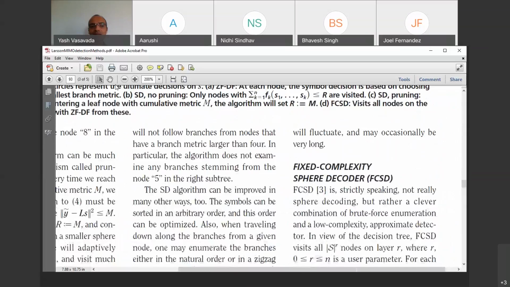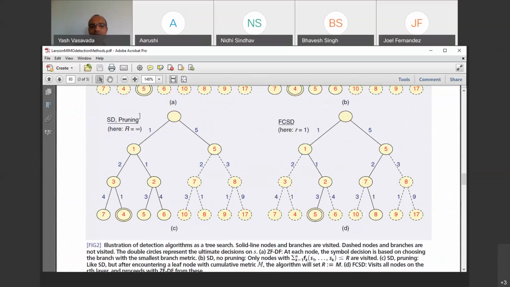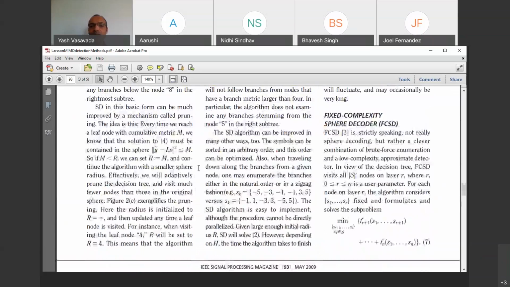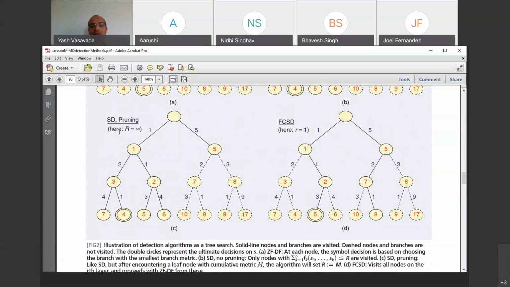So that is the idea behind sphere decoding with pruning. This is this diagram here. There are other smart ways also. The symbols can be sorted in alphabetical order, or we can do some enumeration in some smarter ways, and so on. So that concludes our description of sphere decoding.